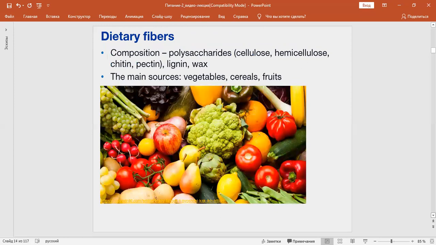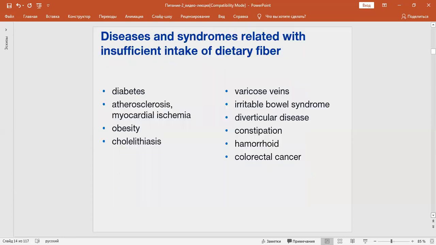Another micronutrient that we need for the normal functioning of our body is dietary fibers. They consist of polysaccharides, lignin, and wax, and are found in vegetables, fruits, and cereals. Insufficient intake of dietary fibers may provoke diabetes because they regulate the rate of absorption of nutrients, in particular glucose, and modify glucose absorption and increase the body's tolerance to it. Atherosclerosis may result from dietary fiber deficiency because a normal content of fibers in the diet reduces the level of cholesterol in the blood.